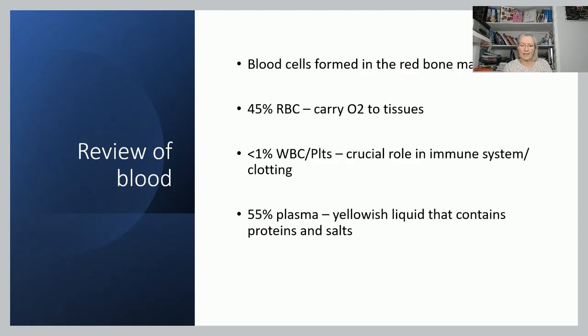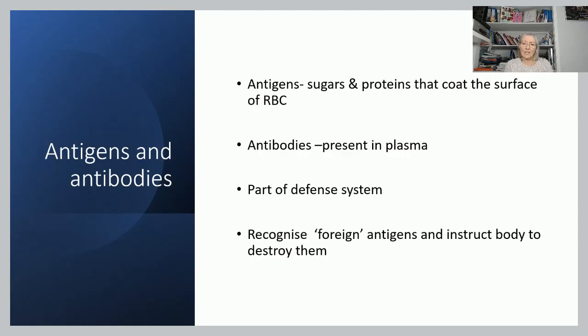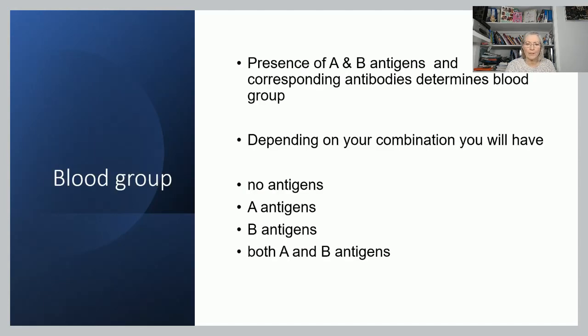Plasma is a yellowish liquid, and it has within it proteins and salts. That's important when we start looking further, because antigens are sugars and proteins that coat the surface of the red blood cell. And antibodies are present in plasma. They're part of the defense system. What antibodies do is recognize foreign antigens, so foreign sugars or proteins in the body, and they instruct the body to destroy them.